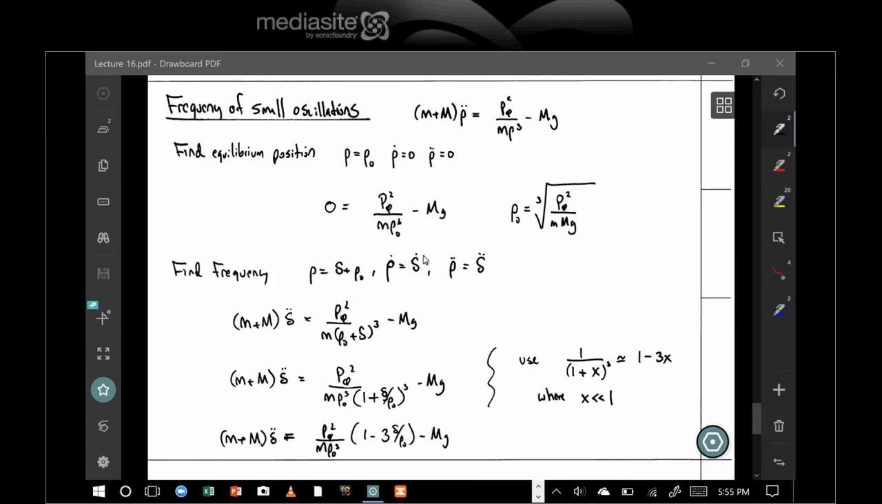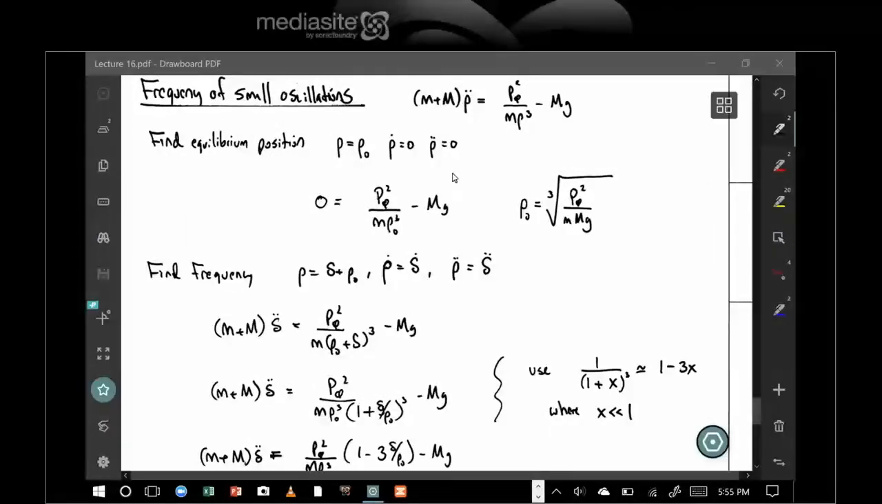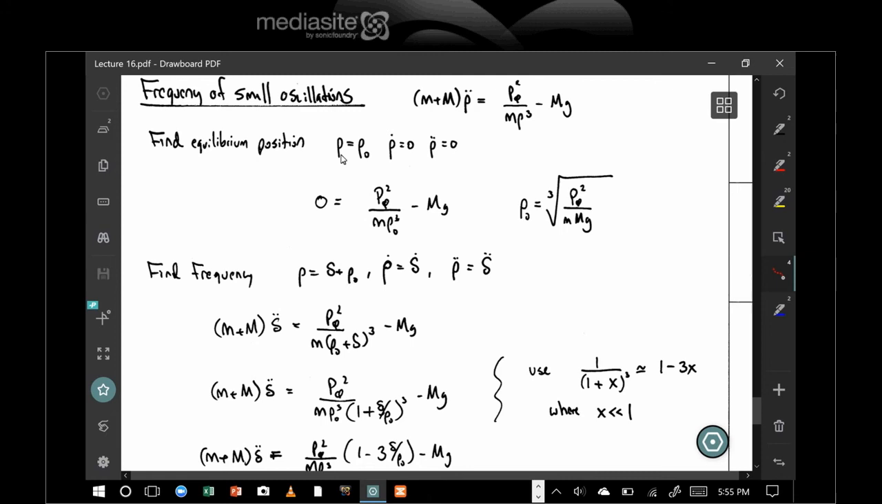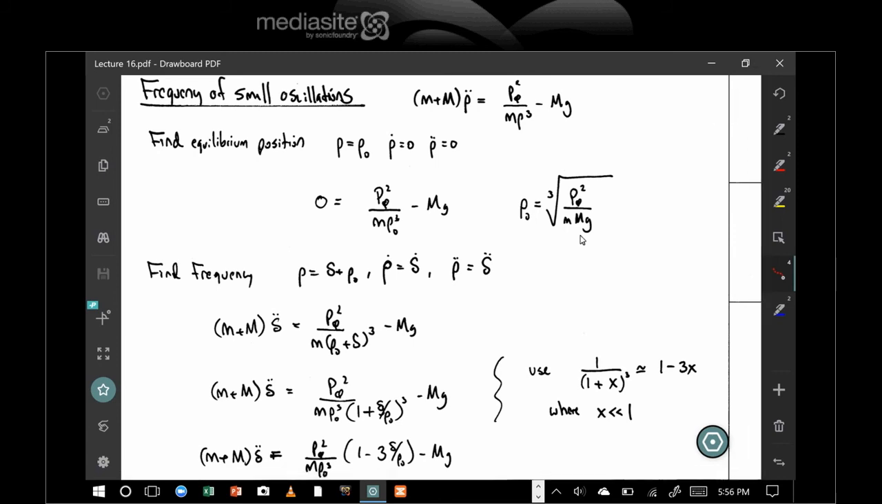So how do we do that? Well, we've done this before. This is my equation of motion that I have here. The way I'm going to find the equilibrium position is set rho equal to rho naught, rho dot equal to 0, and rho double dot equal to 0. I substitute that in there, I get 0 is equal to this expression here. I can solve: rho naught is going to be equal to the cube root of this stuff here. Remember, P sub phi is a constant. It doesn't change. So that equilibrium position will not change.